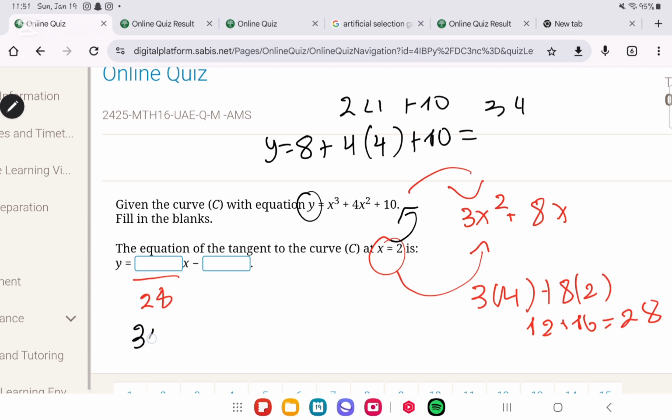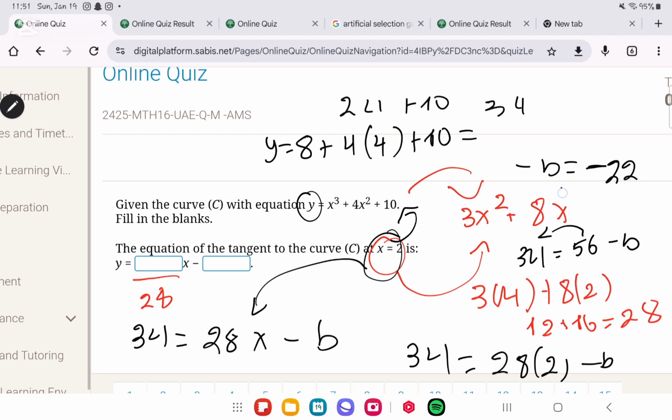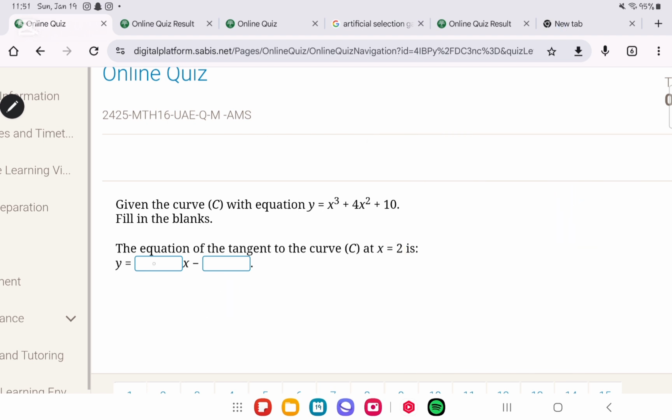So now we have 34 is equal to 28x minus this, which is b. Now we know that x is 2, so we will substitute it over here. So 34 is equal to 28 times 2 minus b. So 34 is equal to 56 minus b. Bring it to the other side. Minus b is equal to minus 56 plus 34. So minus 22. So then b is equal to 22. So this is 28 and this over here is 22.